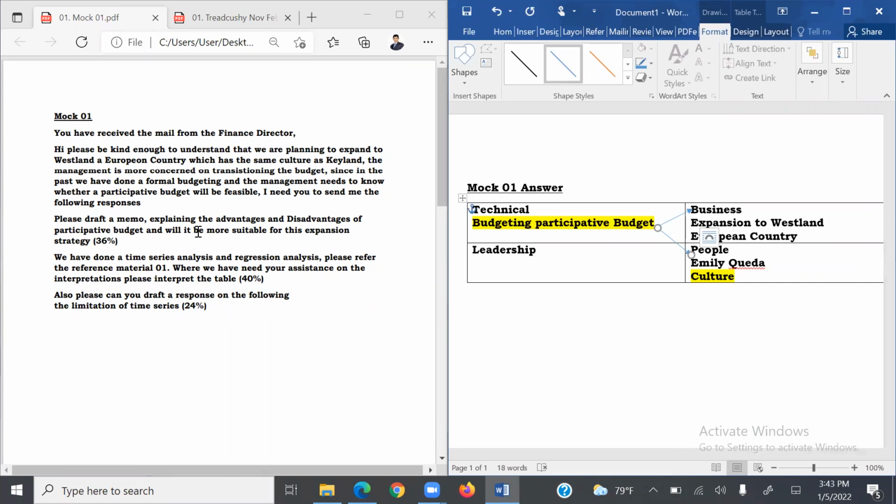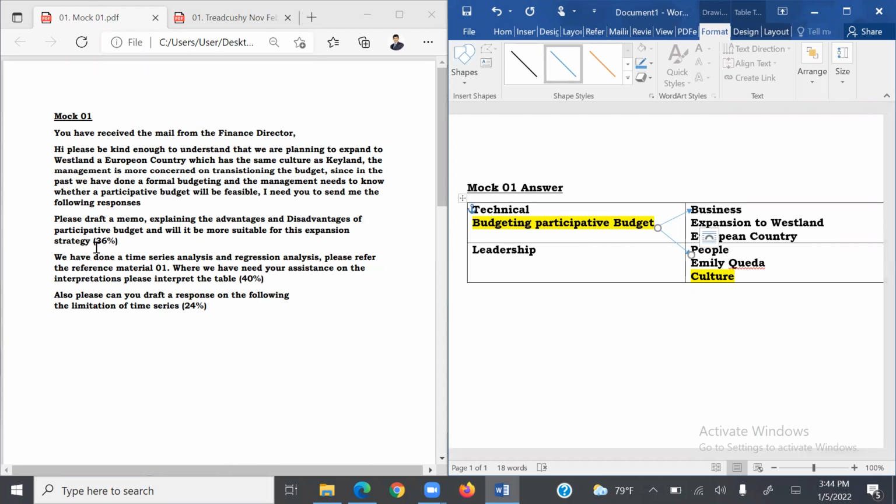Please draft a memo explaining the advantages and disadvantages of participative budget, and whether it will be more suitable for this expansion. So the question requirement of A is specifically on the advantages and the disadvantages of participative budget, and whether it will be more suitable for the expansion.